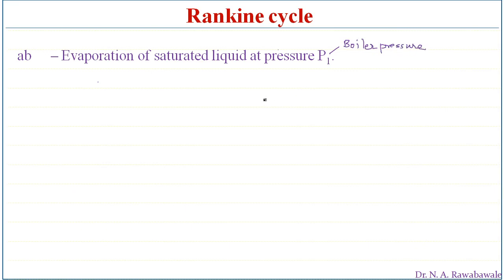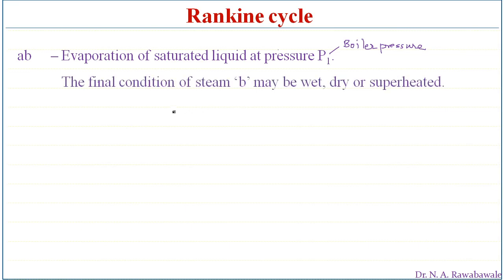At boiler pressure, steam evaporation takes place. Then the condition of steam at B may be wet, dry or superheated steam. So I already told that steam may be dry saturated, wet or superheated when it comes out of this boiler. So depending on that we have to find out enthalpies of steam.